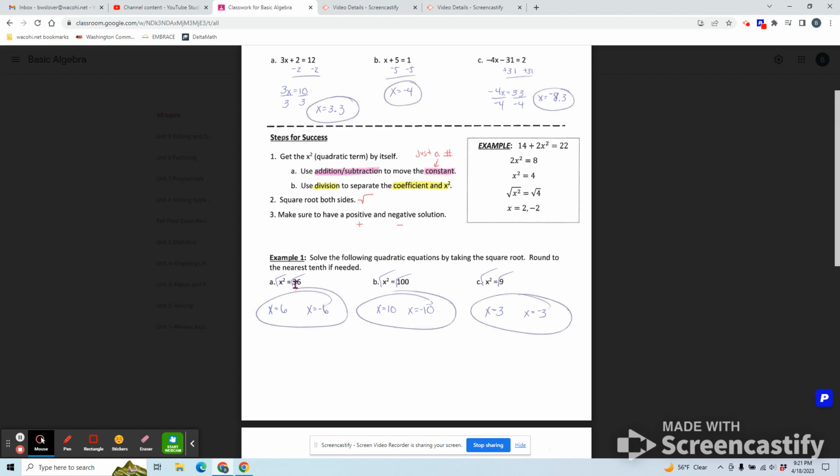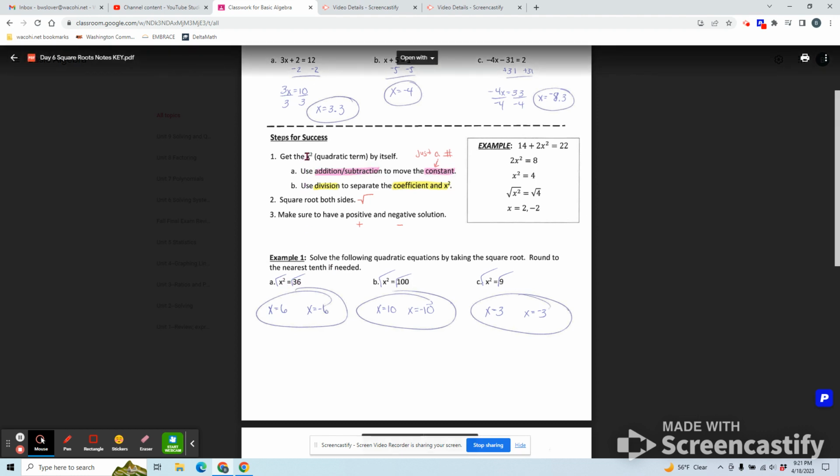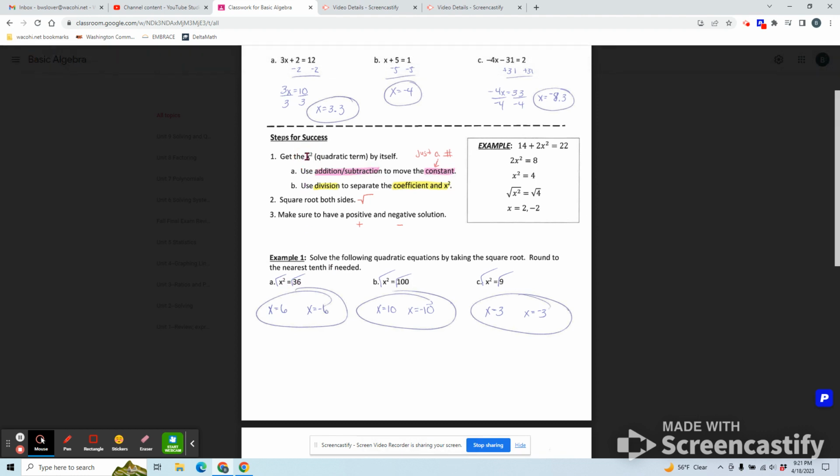So x squared equals 36. Well, my quadratic term is already by itself, so I don't have to do A or B. I can jump straight down to number 2 where it says square root both sides. So I'm square rooting both sides. I hit square root of 36 on my calculator. It tells me 6. And I remember I got to have the negative solution as well, so negative 6.